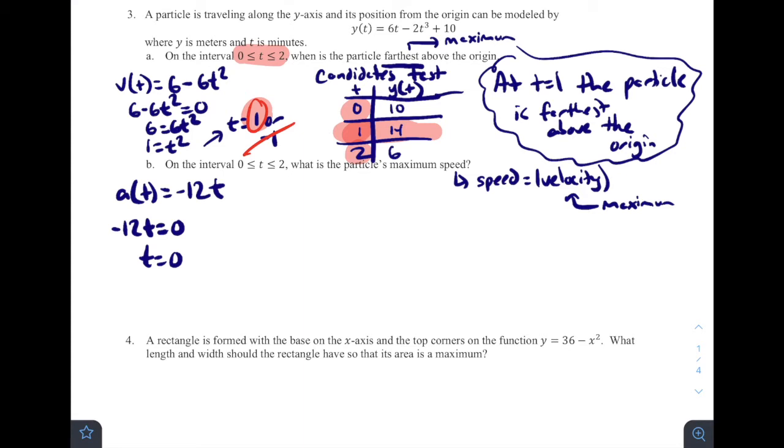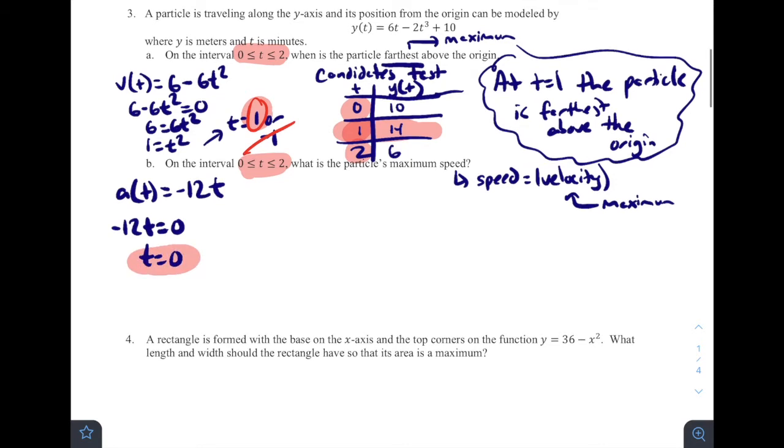So the possible places that we could look at for our maximum speed are going to be at the endpoints, 0 to 2 again, or this critical value, which is also 0. So this one we only have 2 points to test.